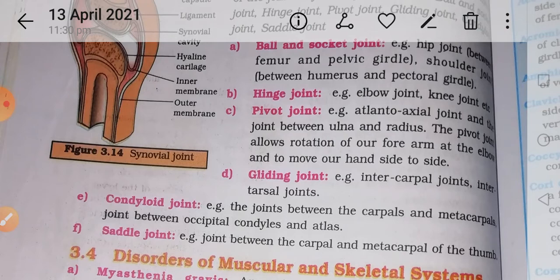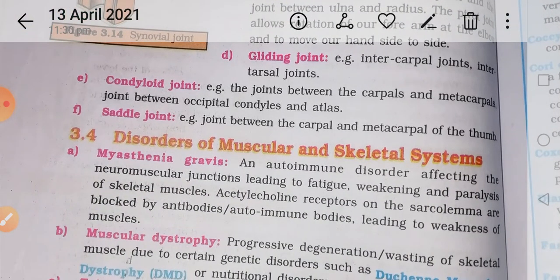So when you are drawing for the practical examination purpose, separate these joints, we may draw them in the practical record book. Okay, so this is a very important question for the final practicals also. Okay, next coming to disorders of the musculoskeletal system.